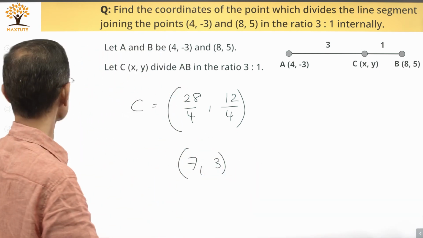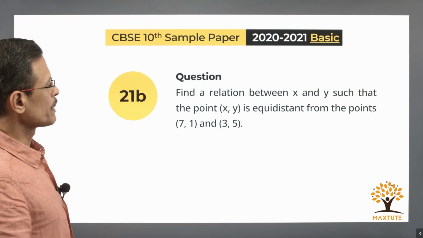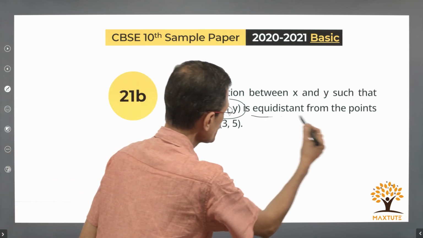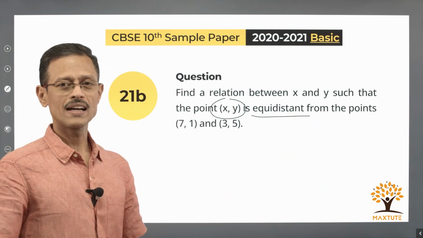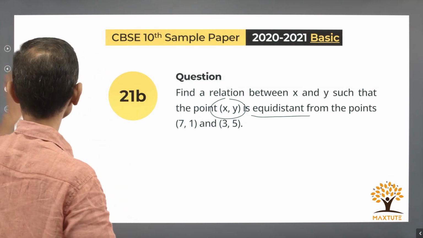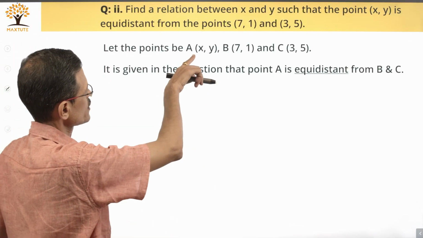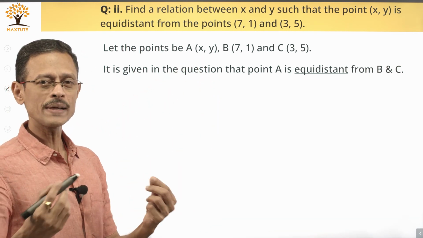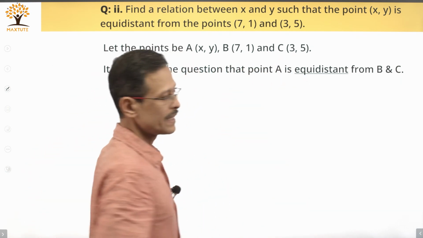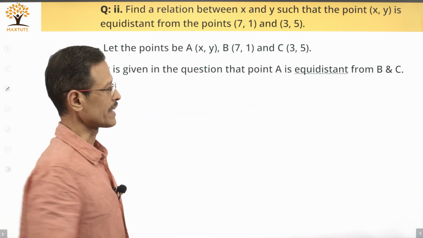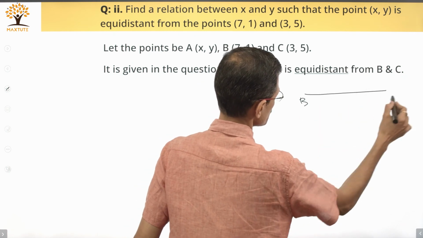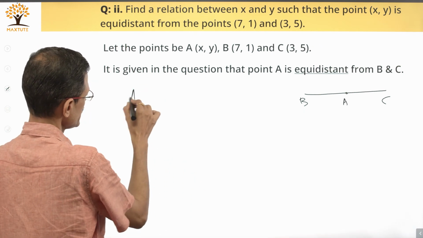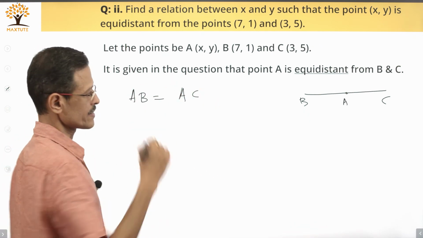Let's look at part 2 of this question. Find a relation between x and y such that the point (x, y) is equidistant from the points (7, 1) and (3, 5). Let's again take a look at it. Let that be point A, and let its coordinates be x and y. It is equidistant from these 2 points B (7, 1) and C (3, 5). Let's say this is point B, this is point C, A is here. A is equidistant from these 2 points, which means the distance AB will be equal to the distance AC.